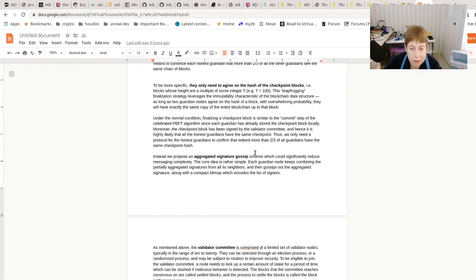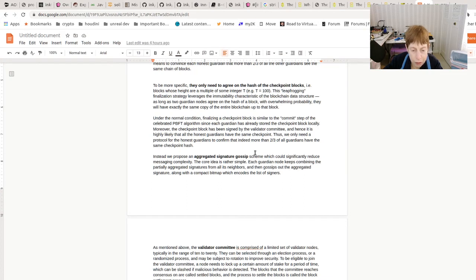aggregated signature gossip, or what they propose. Each guardian node keeps combining partially aggregated signatures with its neighbors, and then they gossip about the aggregated signature. So essentially the guardian nodes trade information and compare notes, I guess would be a good way to put it. Then, along with the compact bitmap, which encodes a list of signers.